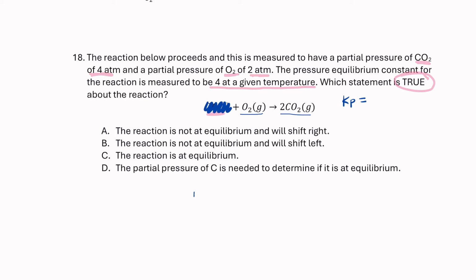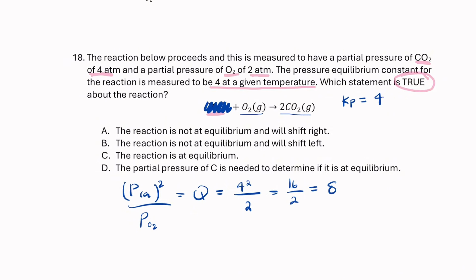Now let's calculate the reaction quotient Q. We're going to plug in the values. Carbon dioxide pressure is 4, so 4 squared is 16. And then we divide by the oxygen pressure of 2. That gives us 8. So Q equals 8, Kp equals 4.